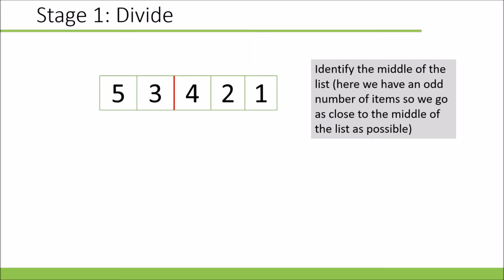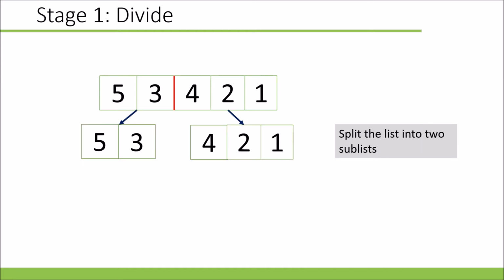The first stage is the divide stage. So we identify the middle of the list, although in this case we have an odd number in our list, so we just get as close to the middle as possible. The next stage then is to split this list into two sublists.